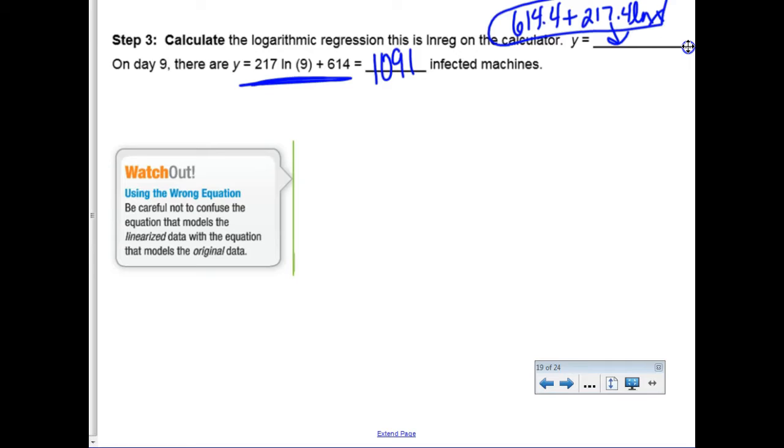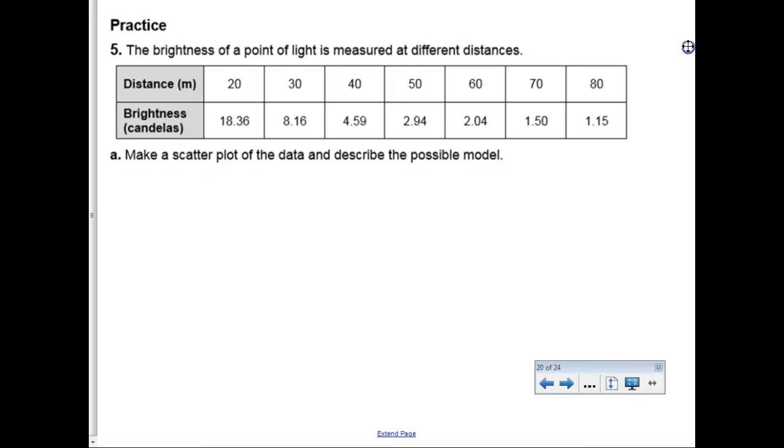All right, so that's an example of a logarithmic regression. So the most important thing I think for you guys is, yes, I will be telling you on your test which one to use. You just got to make sure you choose the right command on your calculator.